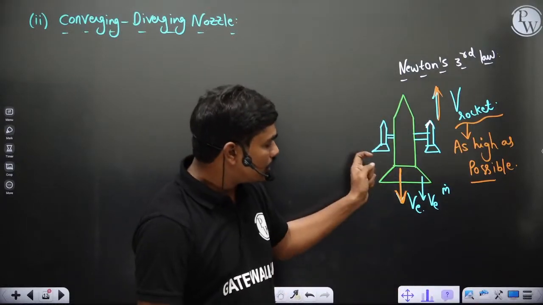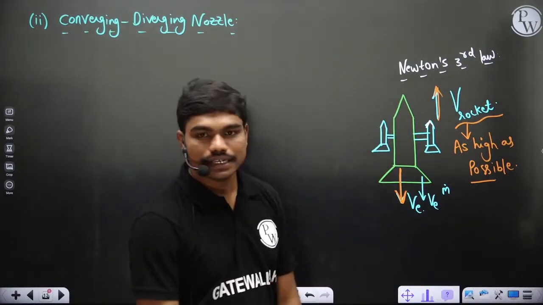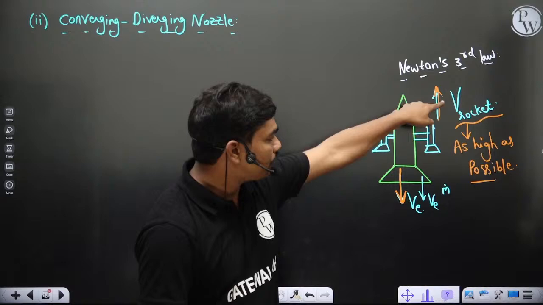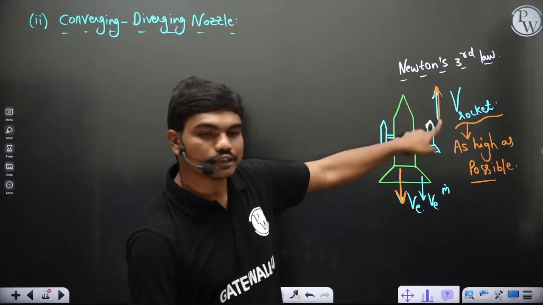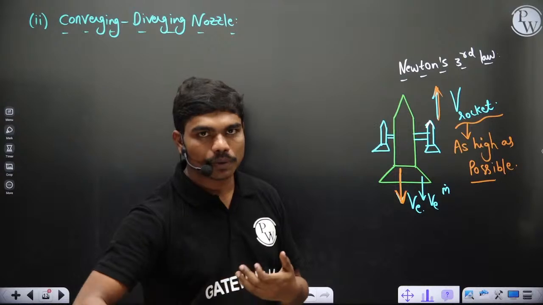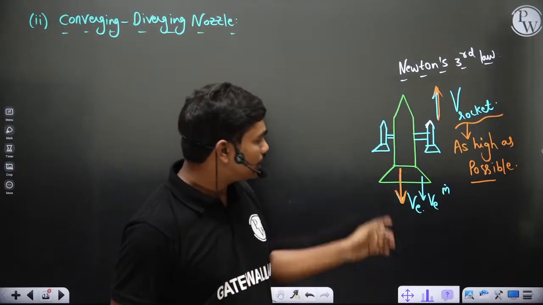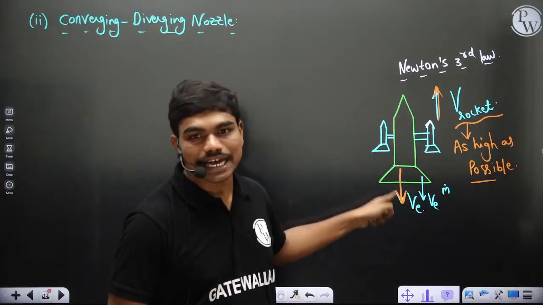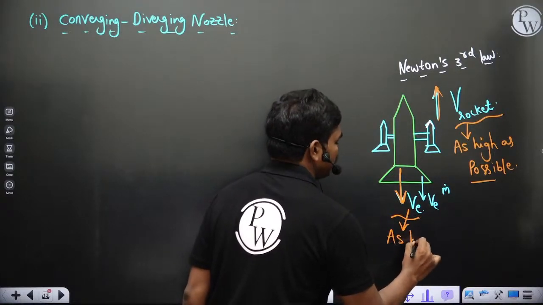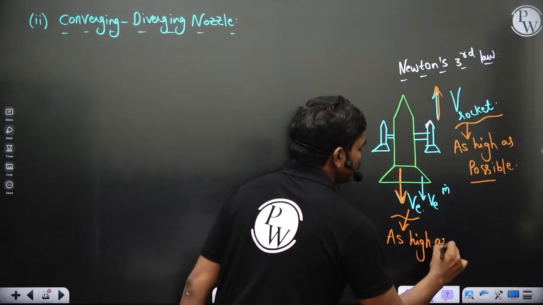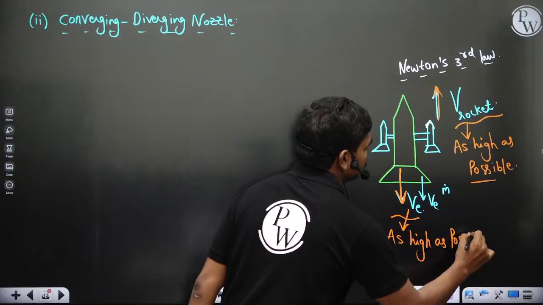Then let's see, if this is V_E and this is V, definitely these two are proportional to each other. Yes or no? The higher the exit velocity, the faster the rocket motion. Now if you want to keep increasing the velocity of the rocket, definitely this V_E has to be as high as possible, correct?